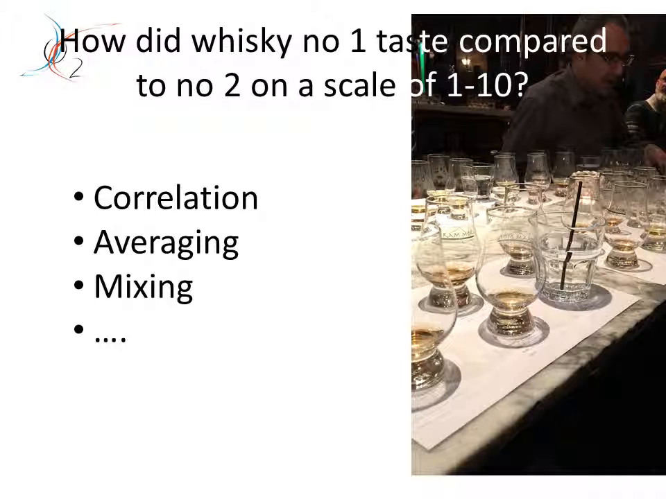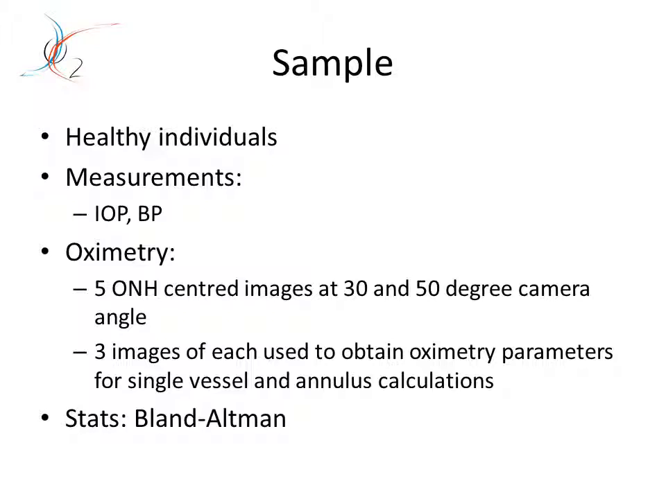If we then compare different test, retest measurements, would it be good to just have a correlation or averaging or mixing, or would it not be better to do something like a Bland-Altman plot, for example, to figure out what is actually the bias, what's the variability, and also looking at the whole range of saturation values that we measure. So we've looked at healthy individuals, we've measured their IOPs, BPs, and everything else as usual.